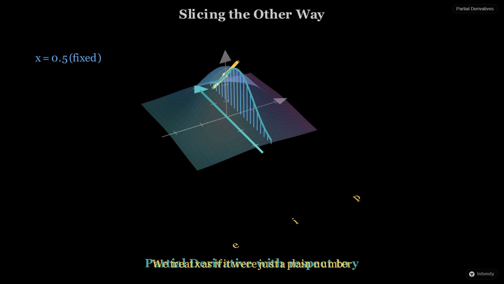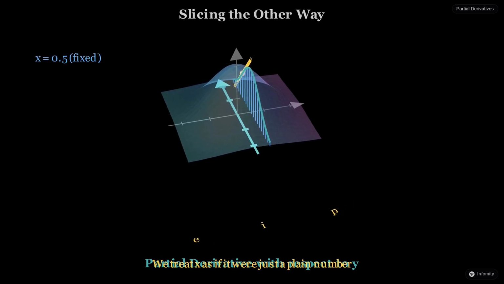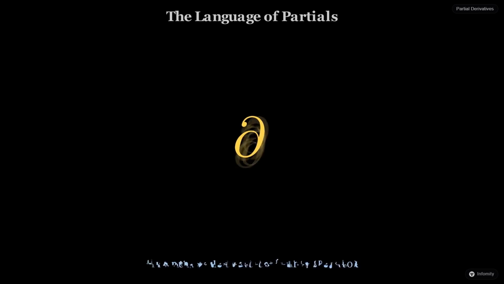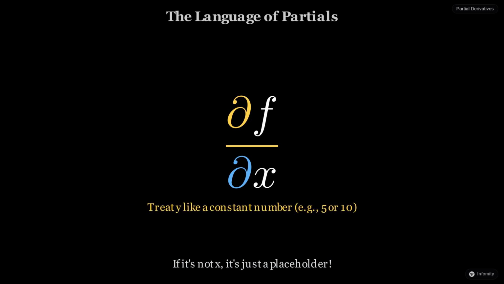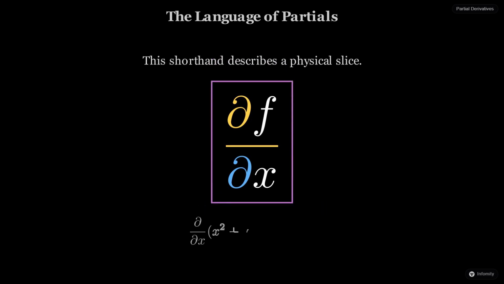Just like before, we treat the other variable as if it were a fixed constant, like a wall we cannot cross. In the language of math, we use a special curly letter to distinguish these from regular derivatives. When you see the partial of the function with respect to x, it is a signal. It tells you to treat the variable y as a plain old number like 5 or 10. This notation is just a shorthand for our mountain slice.